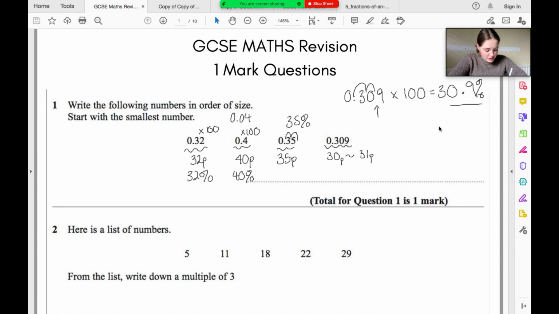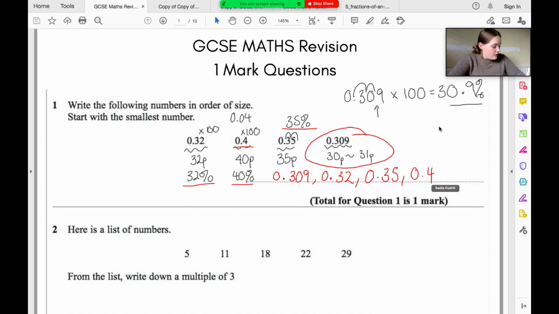So the smallest percentage that we have there is actually this one, 30.9. It's the smallest number. So 30.9 will be the smallest there. So I'm not going to actually write 30.9, sorry. I'm going to actually write it as our original number, 0.309, okay? Then the next one, so after 30.9, we've got 32%, so that would be 0.32. We've then got this 35% here, so that's 0.35. And then next we've got this 40%, so 0.4. Okay, and now that you've done that, you've got your mark.